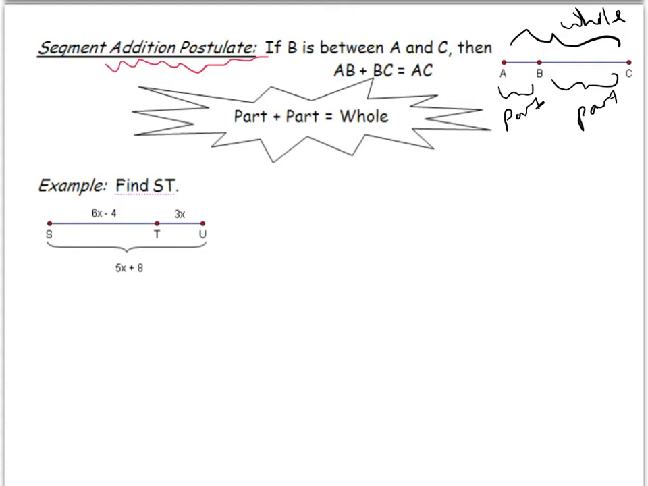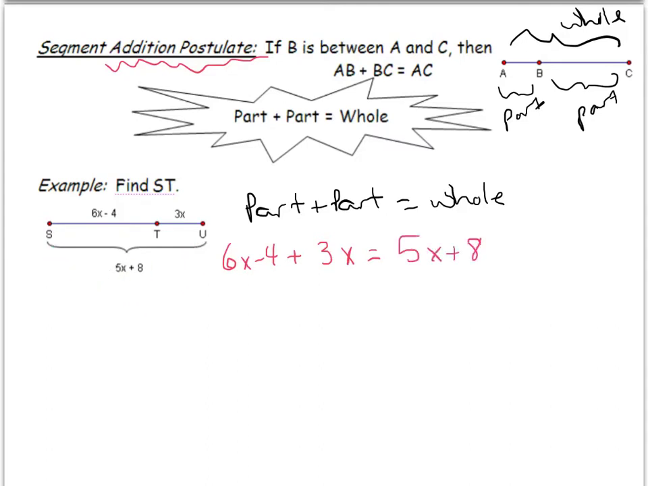So we're going to start out with just simply looking for our parts and the whole thing, and then use our algebra skills to solve for X. So the first part you should see is the part ST. ST is actually 6x minus 4. The next part is TU. TU is 3x. And the whole thing here is SU, which is 5x plus 8.